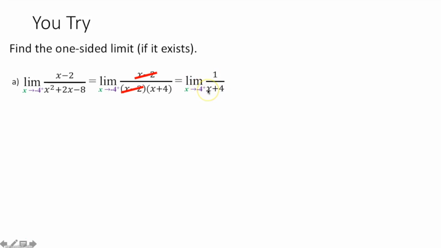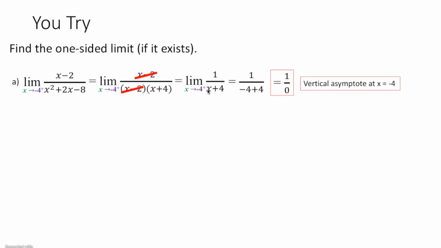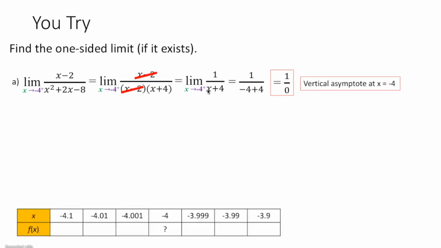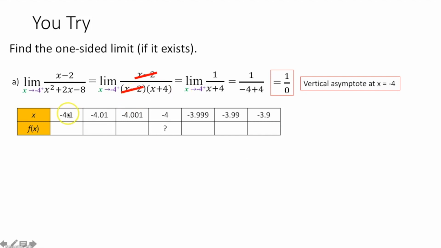We now evaluate this by plugging in negative 4, and we get 1 over 0, meaning that there's going to be a vertical asymptote at x is equal to negative 4. We then create a table, picking 3 x values that are less than negative 4 and 3 x values that are greater than negative 4. But we want to figure out the limit as x approaches negative 4 from the right. So we want numbers that are greater than negative 4, so we're not worried about these guys over here.